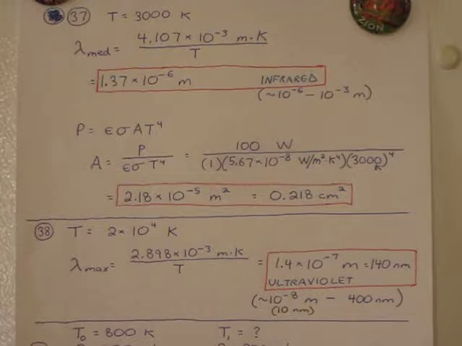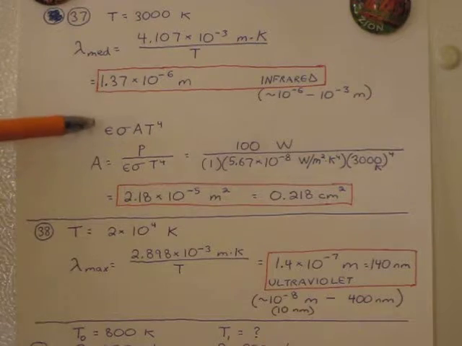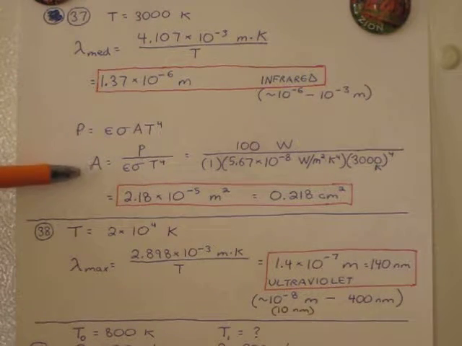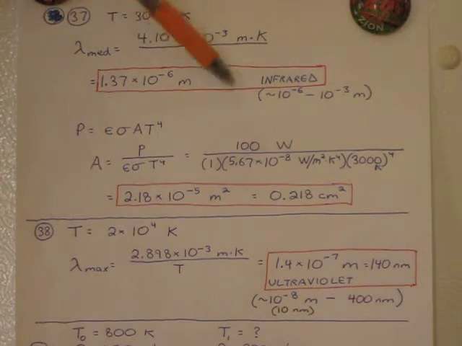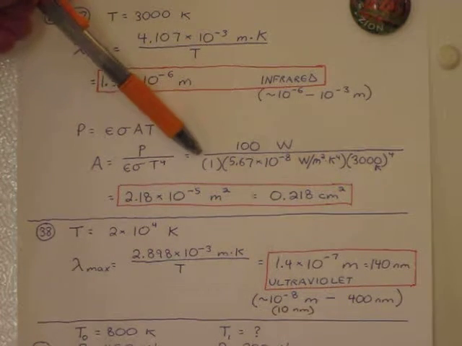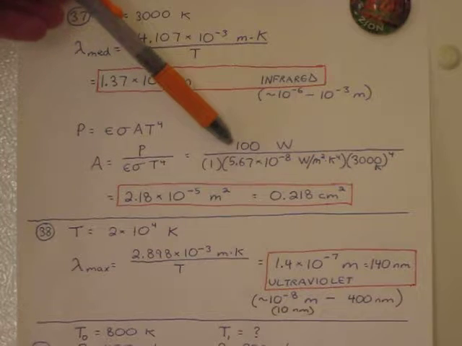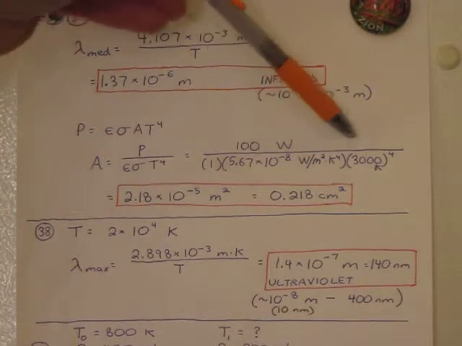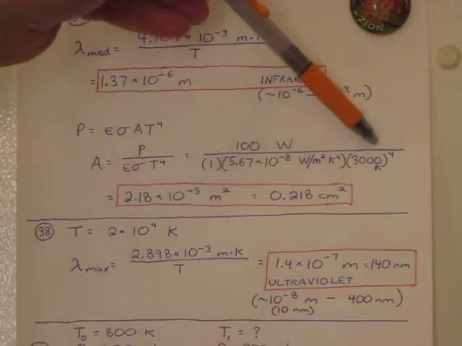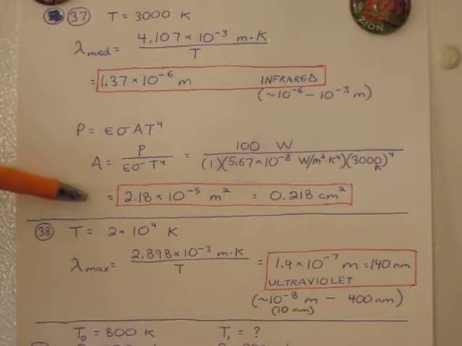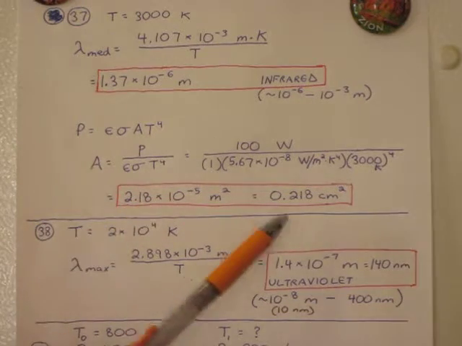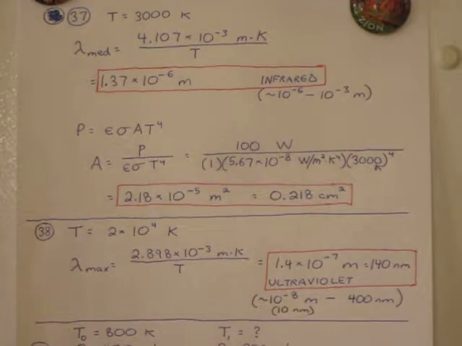For part B, if power is emissivity times the Stefan-Boltzmann constant times area times T to the 4th, we solve that for area. And we plug in 100 watts, we're going to take emissivity to be 1, Stefan-Boltzmann constant 5.67 times 10 to the negative 8, divided by 3000 to the 4th power, and we get 2.18 times 10 to the negative 5th meters squared, or 0.218 square centimeters.